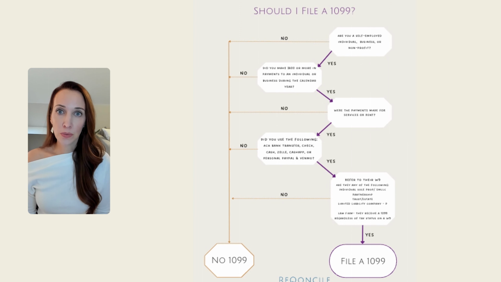It's an informational return that businesses are required to fill out in order to report payments that they have made to contractors for services or to individuals for rent. The IRS uses this form to verify that recipients of these payments are reporting their income and ultimately paying taxes on it. So let's go ahead and take a look at the flow chart. Should I file a 1099?